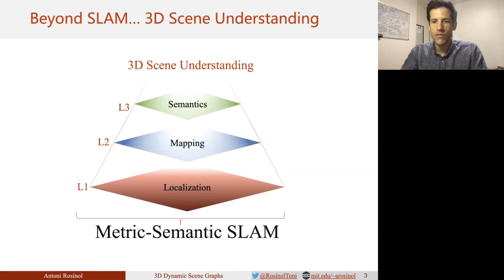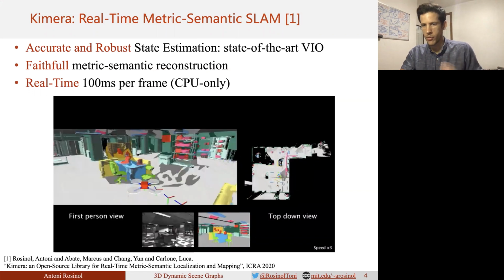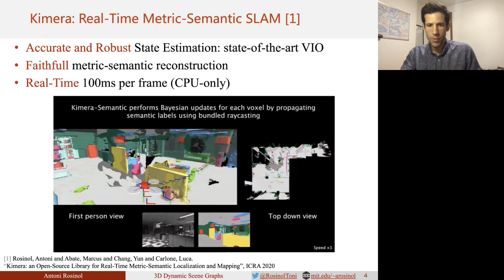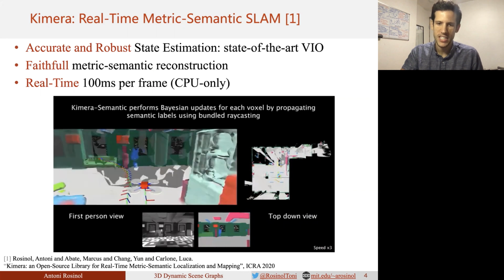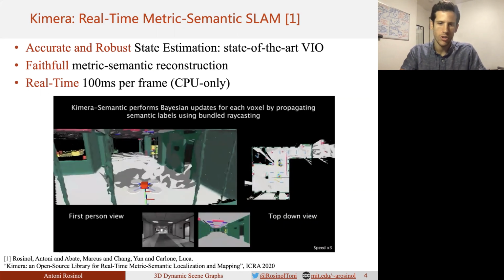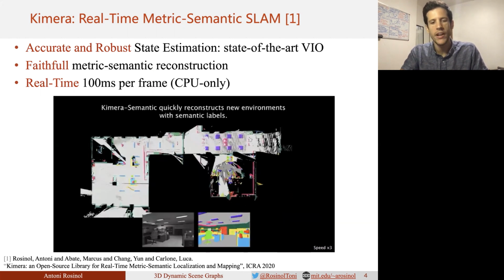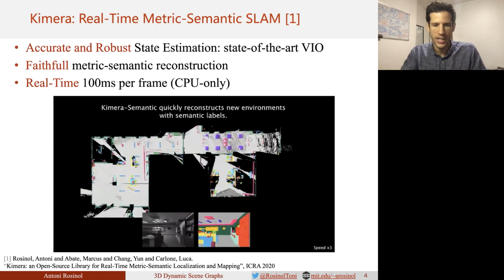Therefore, there is a need to develop simultaneous localization and mapping algorithms, also known as SLAM, that go beyond accurately estimating the location of the robot and the map of the scene, but that also semantically label the scene. Therefore, previous to this work, we tackled the problem of 3D scene understanding by developing and open sourcing a real-time metric semantic SLAM pipeline that we named Kimera, which is able to reconstruct the 3D geometry while semantically annotating the scene by using visual and inertial data, everything while operating in real time.